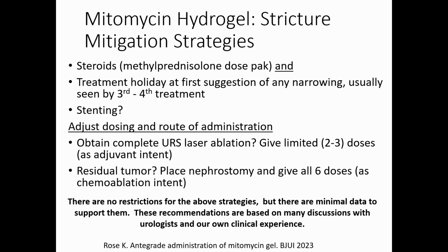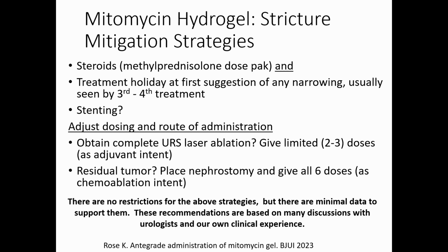Whereas if there is residual tumor and we do want the chemoablation effect, then we'll put a nephrostomy tube in and give it antegrade because the data suggests that the stricture rate is less. There's no good data for all of this. We do have some data for nephrostomy tube installations, but it's all retrospective. This is based essentially on expert opinion. Adam, I think you had some comments you wanted to make about this. Yeah, I'll make some comments.